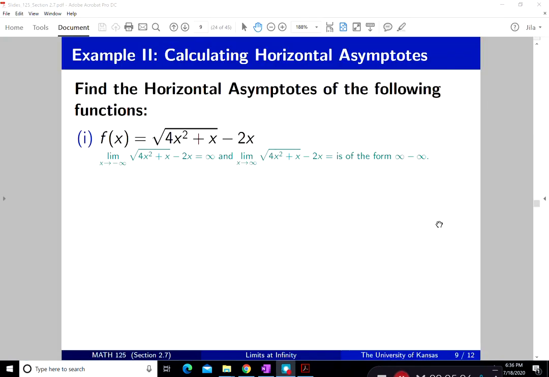The other part to notice is that this function doesn't have any other horizontal asymptotes. As x approaches negative infinity, this is of the form infinity, because infinity minus infinity is positive infinity. And so this part I don't have to calculate. The only one that we needed to calculate was this limit, which was of the form infinity minus infinity, and we calculated that this side of the limit gives you 1/4.